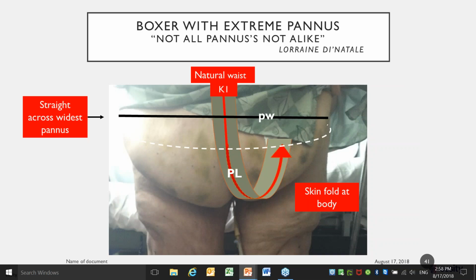And here's a nice picture of how this works. The natural waist from above the navel, over the top of the panus and under that panus to the point where it attaches to the body. And that's your capital PL measurement. Then we need the small PW, or the width, in a straight line across the body.